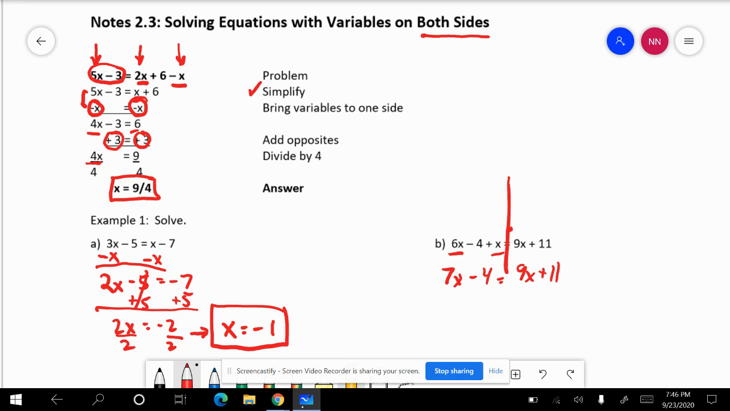I'm going to bring the smaller x to the larger. It technically doesn't matter which x you bring to which. So in this case, they cancel. So now I only have x's on the right-hand side.